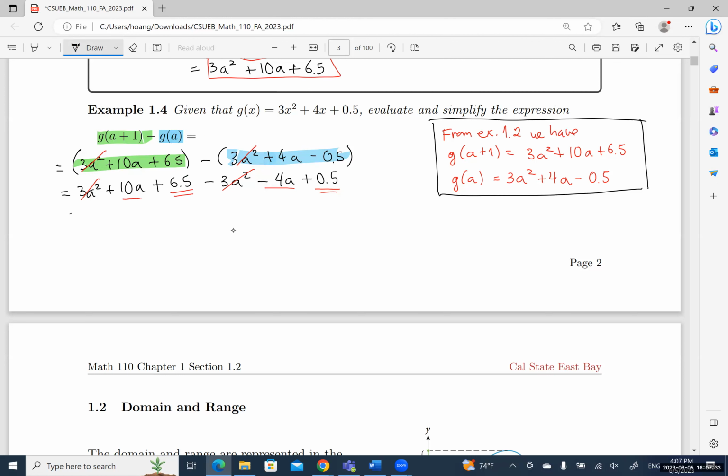So I will write 10A minus 4A is going to be 6A, and 6.5 plus 0.5 is going to be 7. So this is going to be the answer for this part. Okay, so I have finished 1.1 function notation, and I will see you in the next sessions later.